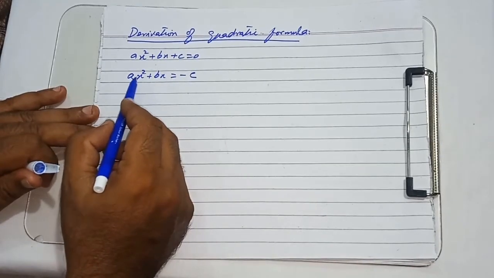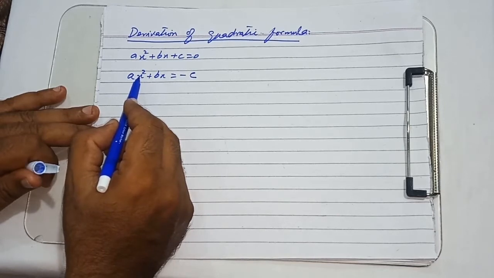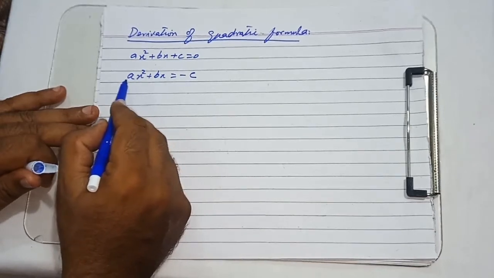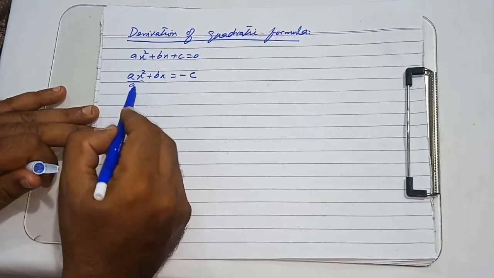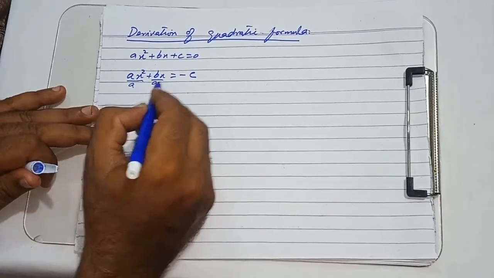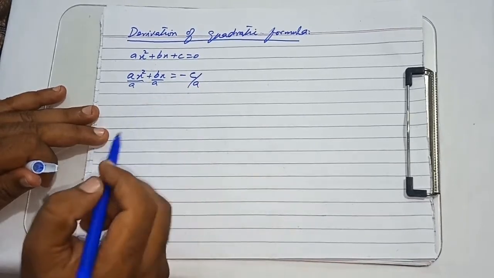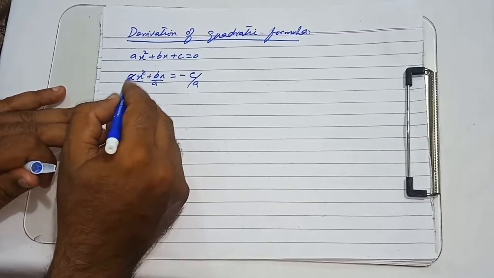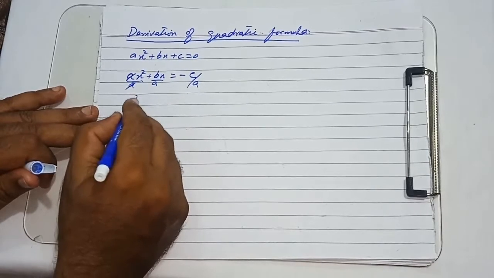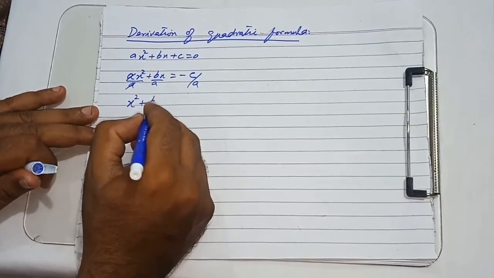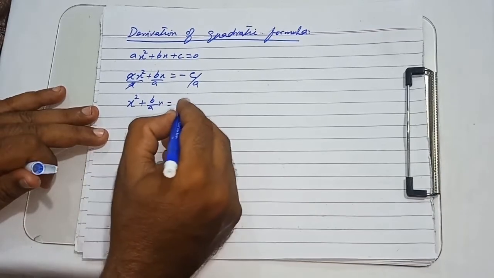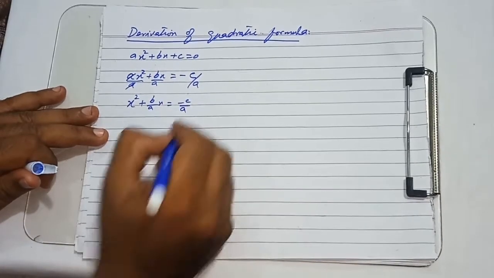Now make the coefficient of square term 1. To make the coefficient of x square 1, we have to divide all the terms by a. So divided by a as well as divided by a. This a will be cancelled with a and left over will be x square plus b over a x is equal to minus c over a.